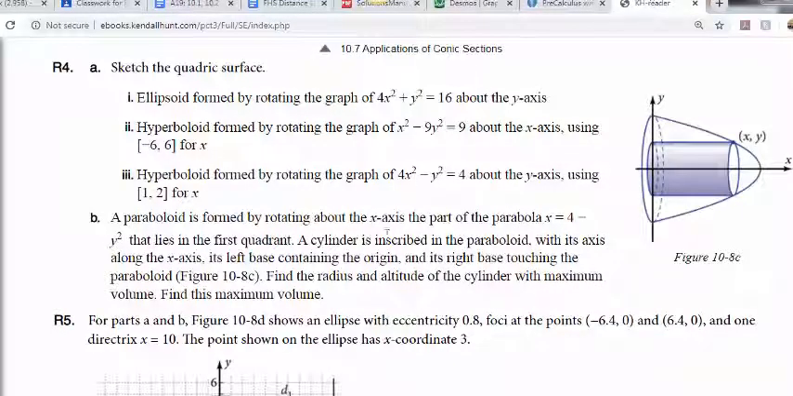So basically what they're saying is they're taking this parabola and rotating it, so you can kind of see how you get this paraboloid. A cylinder is inscribed in the paraboloid with its axis along the x-axis. That's telling me that its height is parallel to the x-axis, and its left base contains the origin. So this left base right here, I can think of the center of it at the origin. Find the radius and altitude of the cylinder with maximum volume, and then find the maximum volume.